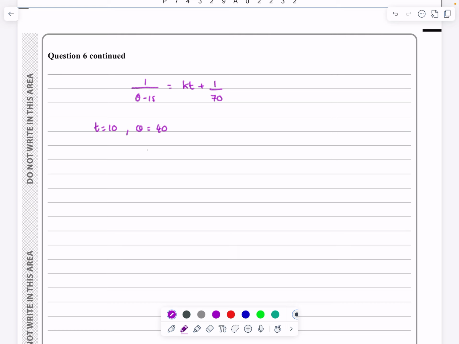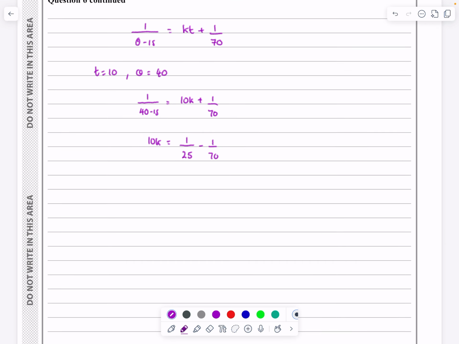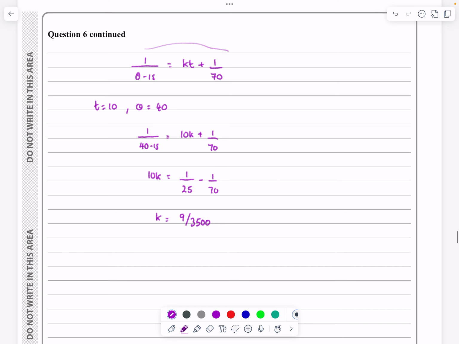theta equals 40, I'm going to get 1 over 40 minus 15 is equal to 10k plus 1 over 70. So 10k will be, what's that, 1 over 25? 1 over 25 minus 1 over 70. And from that, k works out to be 9 over 3,500. So again, going back to this equation here, I now know what k is as well.